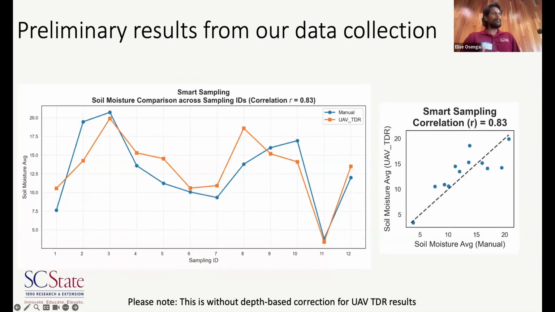So these are our preliminary results from our data collection at Olar in May 2026. We see good agreement between manual insertions and automatic drone insertions. Please note, we have not made any corrections to our drone measurements. I think with corrections, our correlation with the manual data is going to improve. We are also collecting soil samples, and we are going to compare the accuracy of our drone measurements and manual insertion measurements, which we will be getting soon.